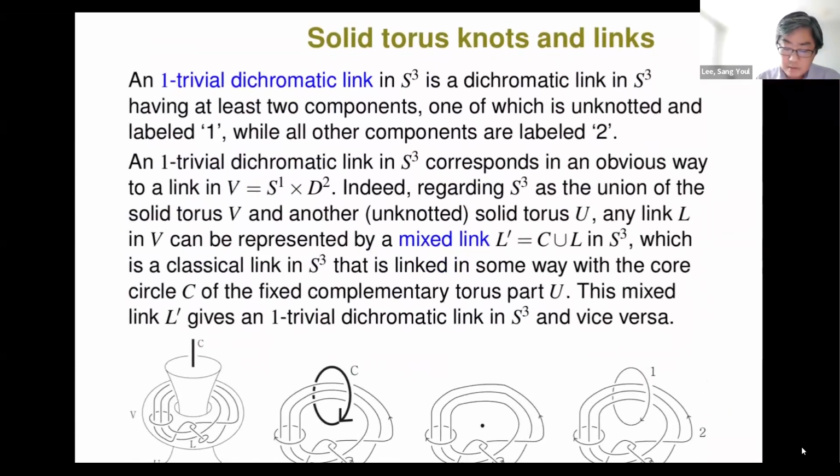An interesting dichromatic link is a one-trivial dichromatic link. A one-trivial dichromatic link is a dichromatic link in R3 or S3 having at least two components, one of which is unknotted and labeled 1, while all other components are labeled 2. A one-trivial dichromatic link in the 3-sphere corresponds in an obvious way to a link in a solid torus.